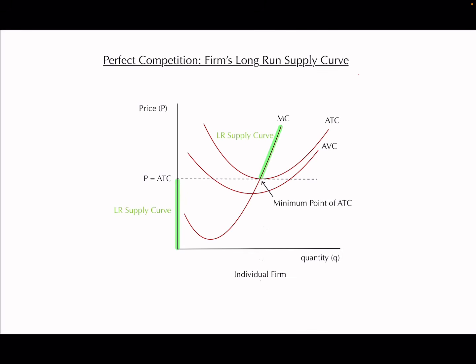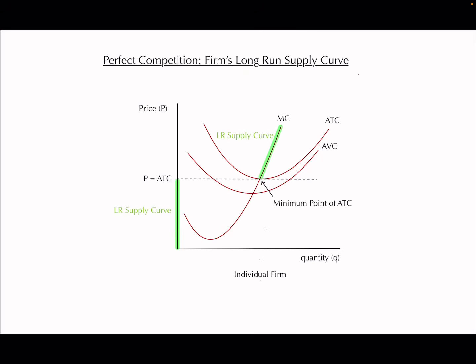If you watched our video on firms' short-run supply curve and shutdown point, this graph will look very familiar to you. In fact, there are only a few changes to this graph from the graph in the previous video. One of the few changes is the highlighted green area. If you recall from our previous video, a single firm's short-run supply curve in perfect competition starts to follow marginal cost after the minimum point of AVC.